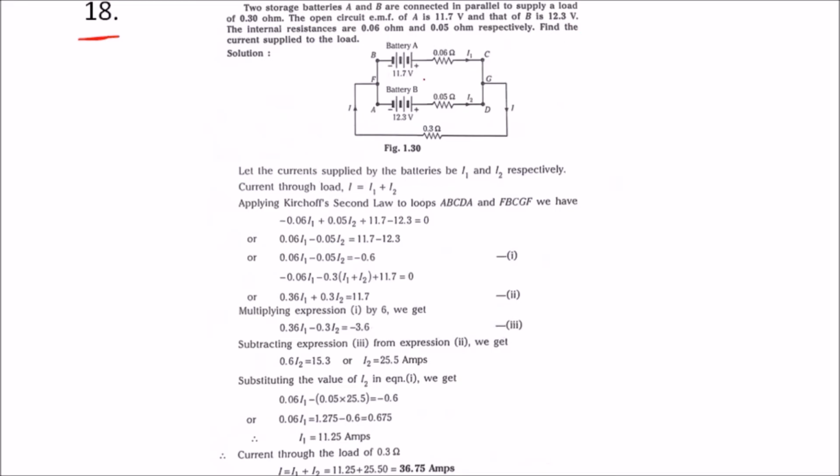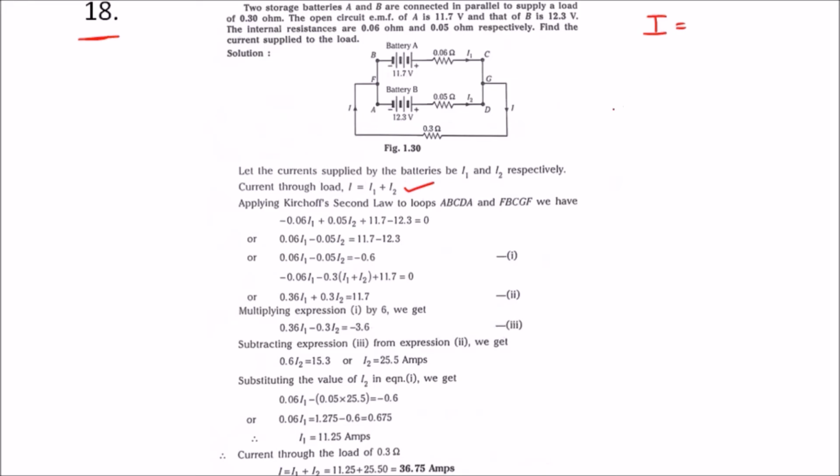So they have explained the circuit. Finally we have to find I. This I is nothing but I1 plus I2. I1 is the current from battery A and I2 is from battery B. So we know that I is equal to I1 plus I2.